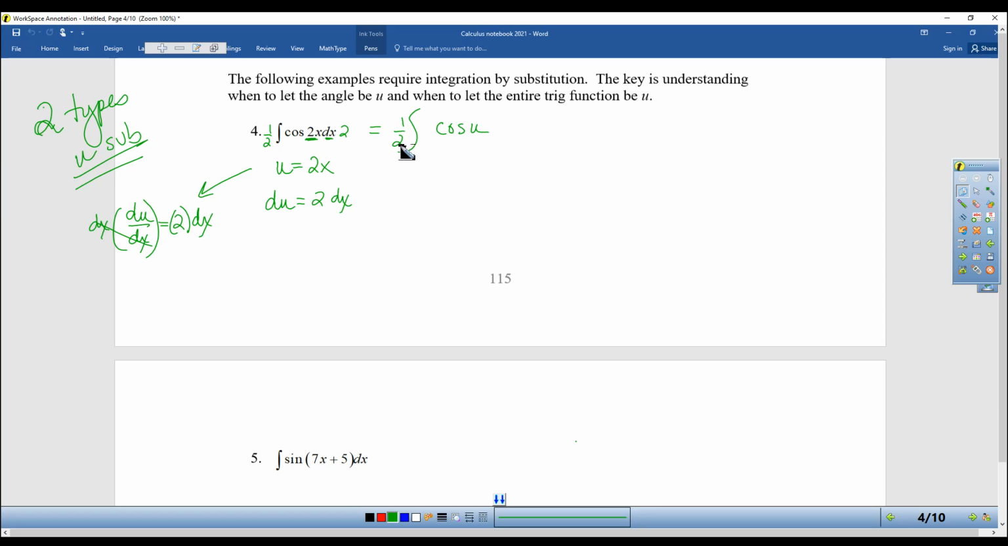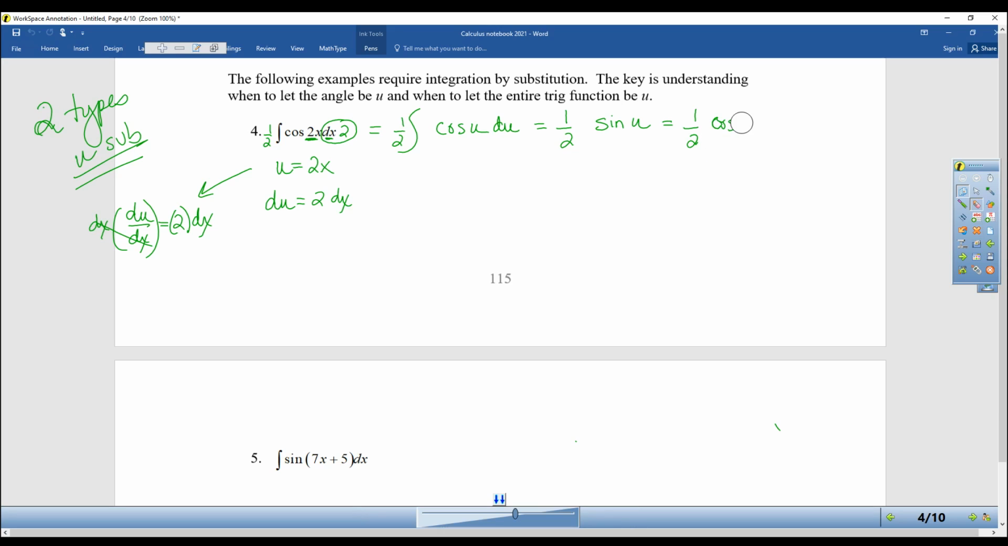The 1/2 stays. The integral stays. Now it's cosine of u instead of cosine of 2x. And this whole 2 dx becomes my du. And now that I have u's and du's, I can actually do the integration. The 1/2 stays. And I think to myself, okay, cosine always goes to sine. The derivative of sine is cosine, so I don't need a negative or anything. I'm all set. And once I get that far, then I can put my u back in.